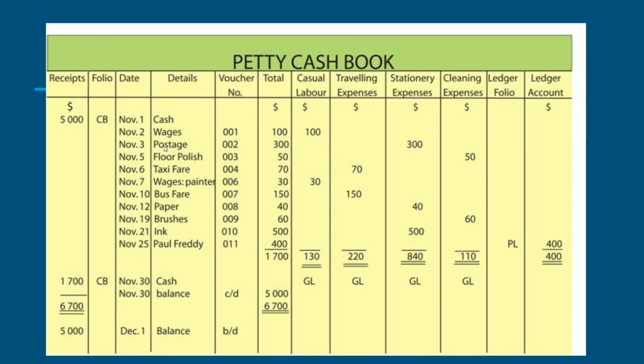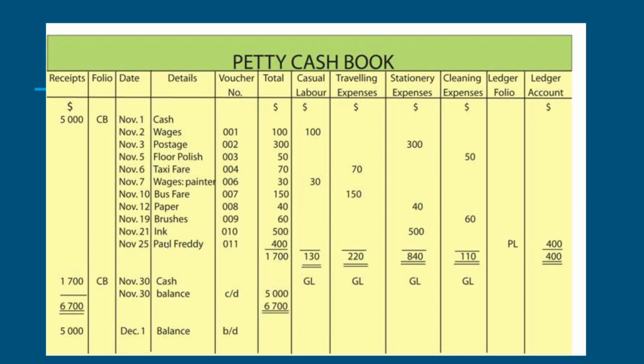All right. So then on the 5th of November, we see that we've got floor polish, and they spent $50, and if we classify that as a cleaning expense, now we know exactly where that $50 went. All right, then we've got taxi fare, $70, that's traveling. Wages, we've paid some money to the painter to do something for us, that's $30. Casual labor, bus fare, that's a traveling expense, paper, that's stationery. And then we've got brushes and ink, that's obviously stationery.